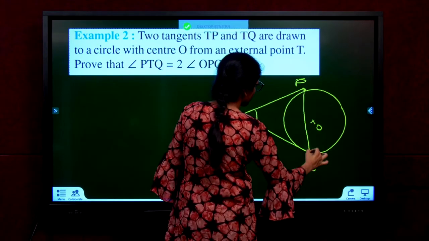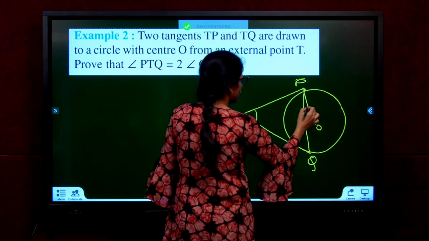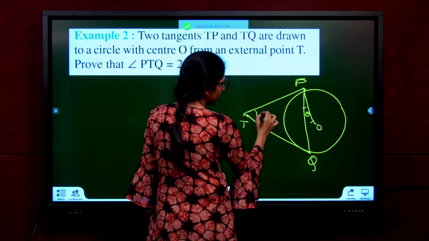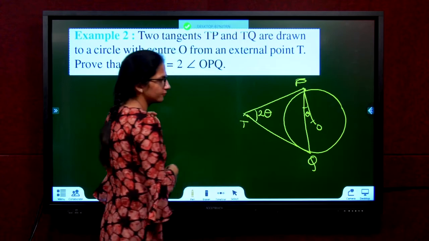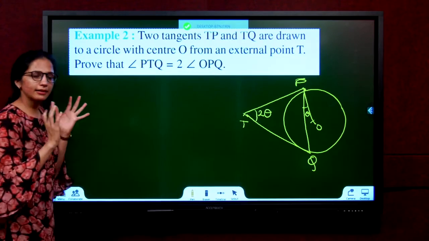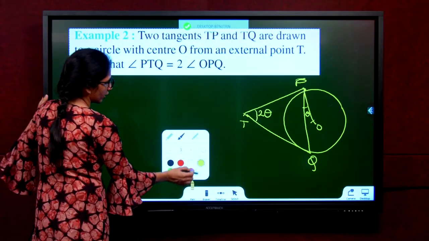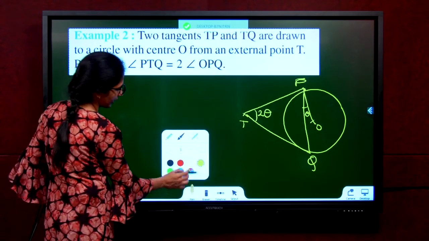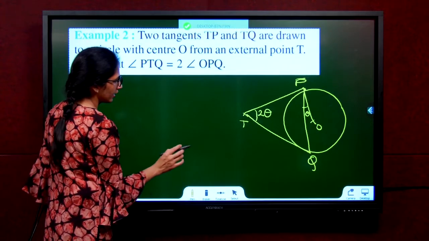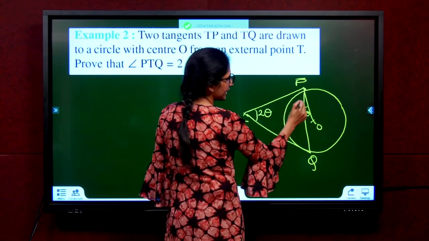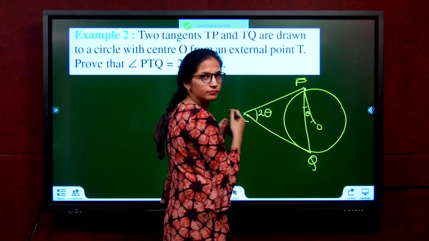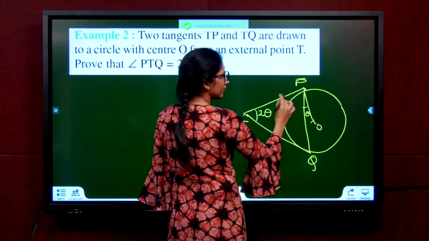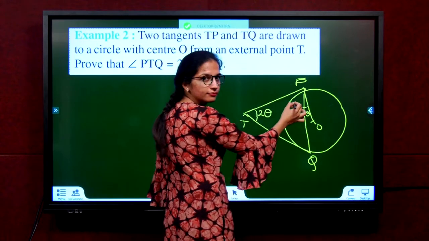First join O to Q. You have to prove this is 2 times this. That means if this is theta, this is 2 theta. Theta is just like a Greek letter, alphabet. Okay. So now how do we do this? Please understand, it's very easy. If this is theta, what is this angle here? OPT is 90 degrees. So can I say this is 90 minus theta? Yes?